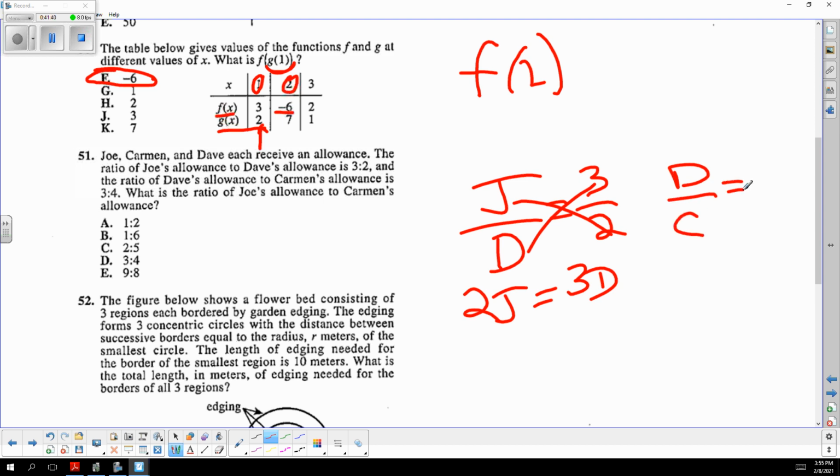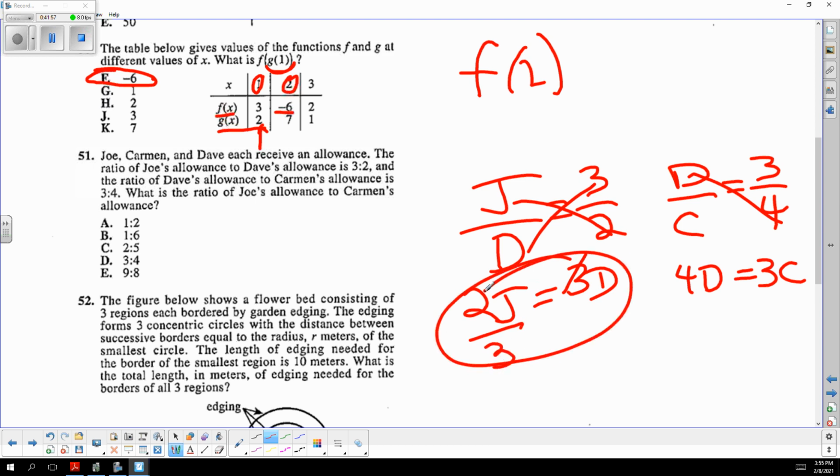Dave to Carmen is 3 to 4. So 4 Daves are 3 Carmens. And we want Joe to Carmen. So let's use Dave as 2/3 Joe and substitute. So Dave is 2/3 Joe in this one, and that's equal to 3C. So this is 8, 4 times 2 is 8J, times by 3 is 9C.